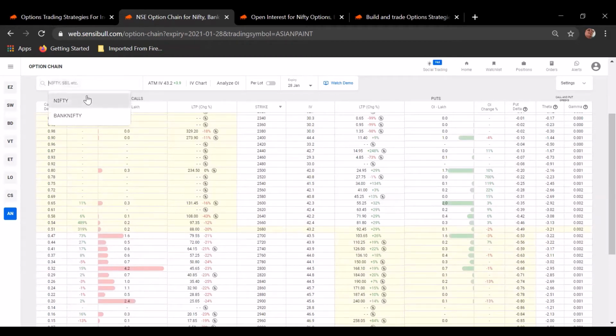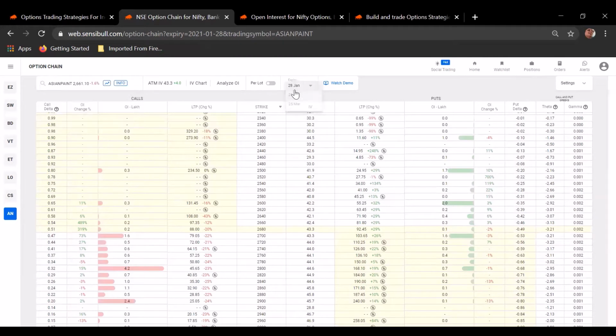Now you can do this for any FNO share, including the Nifty and the Bank Nifty. You can change the expiry. In the case of the Nifty and the Bank Nifty, it will also show you the weekly options. And this is really great to see what to trade, what I should pick up.